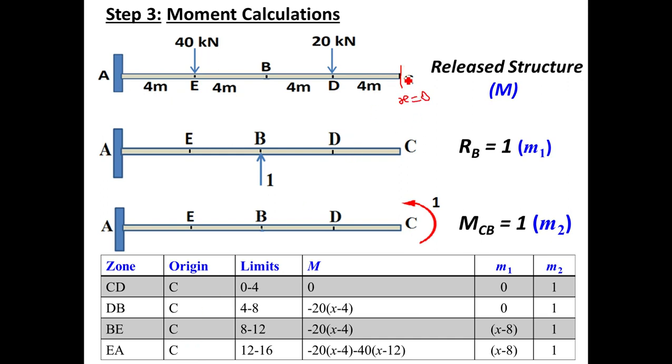So if X is equal to 0 at C, the value of X at D becomes X is equal to 4. This distance is 4. So here the value of X is 4. At B, X is equal to 8. At E, X is equal to 12. And at A, X is equal to 16.